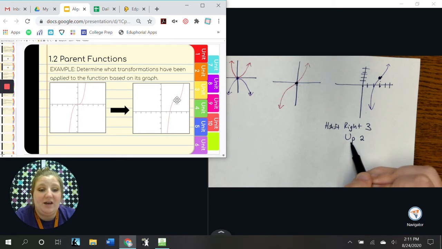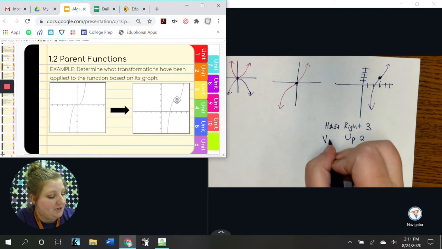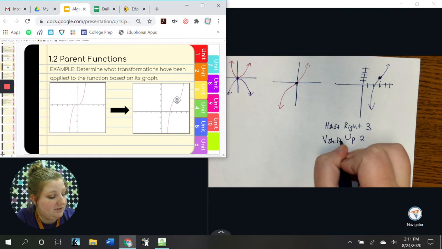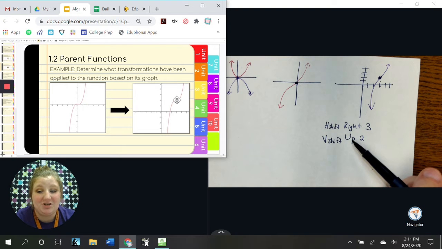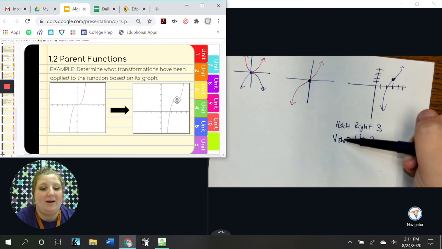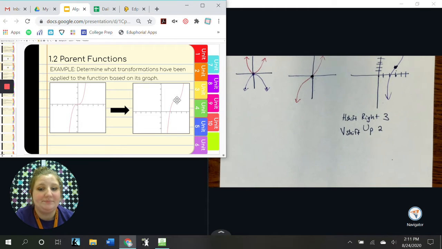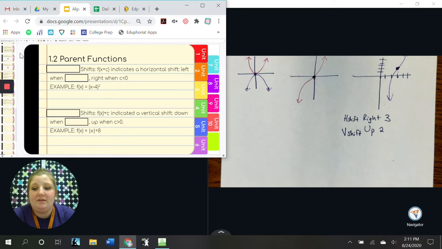Now it also moved up. Up changes things vertically. So this would be a vertical shift. I'm just going to write V shift. You can spell out vertical if you want to. Vertical shift up by 2. So we tell what direction it moved, and then we tell how many it moved. So since it went up 2, we write vertical shift up 2. All right. So that was trying to figure out the transformation by looking at the graph.